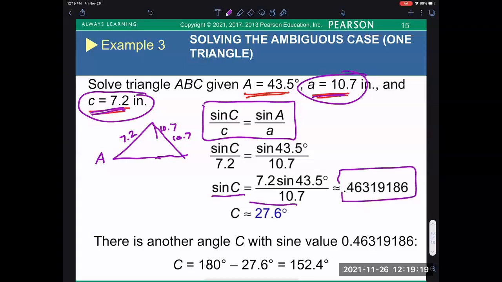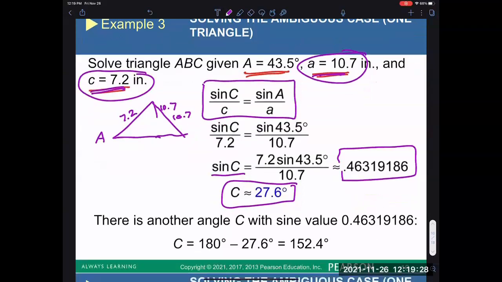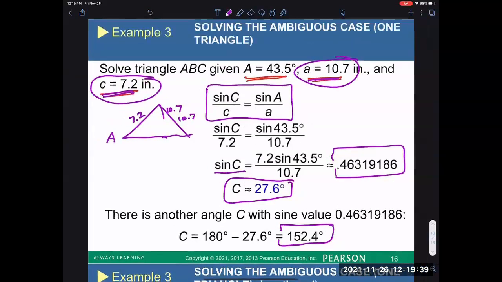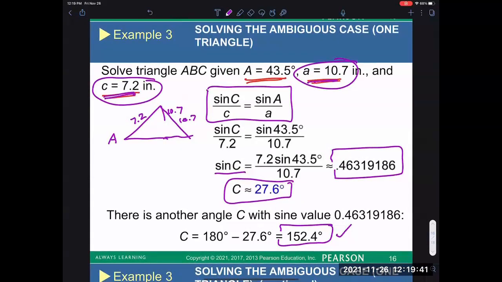And when you solve with the inverse sine of that, you just get one possibility. You just get this 27.6 degrees because we're using the inverse sine. But what happens when you try to get the other possibility by subtracting this from 180, you'll get this bigger angle of 152 degrees. But notice 152 degrees, when added to the other angle you were given, 43.5 degrees, those add up to more than 180. So that second possibility is too big to make a triangle.